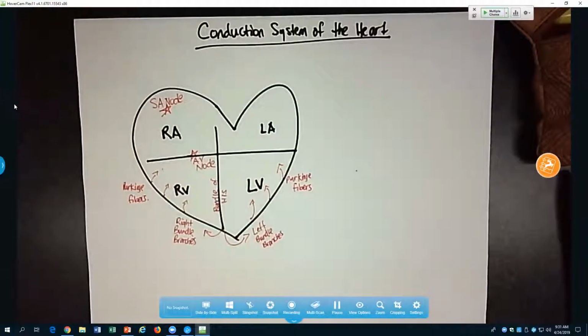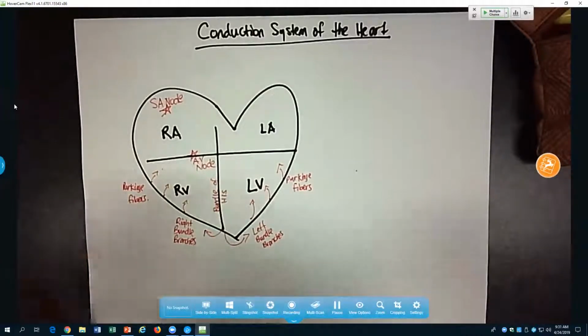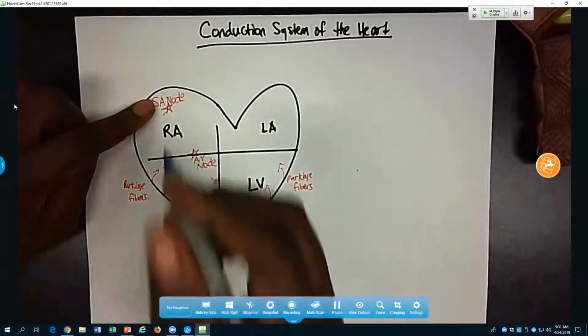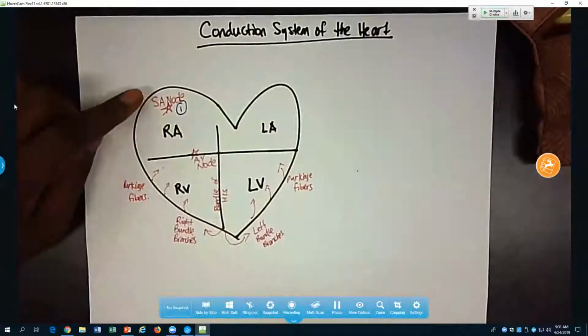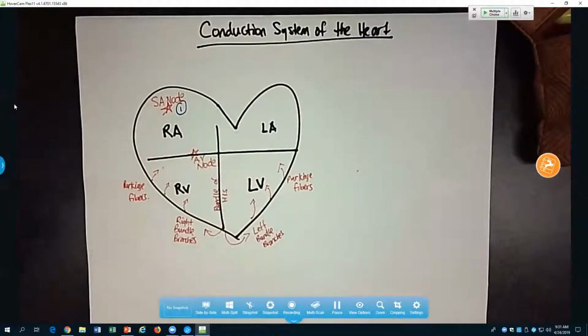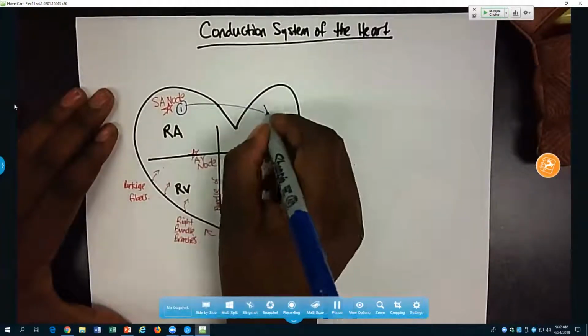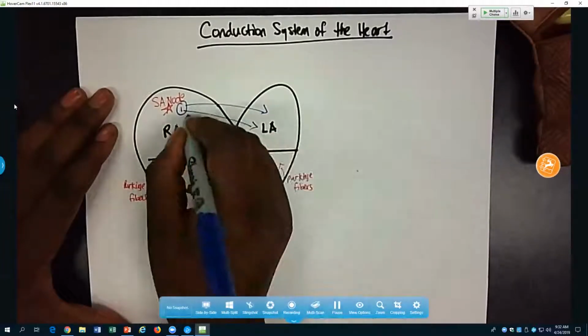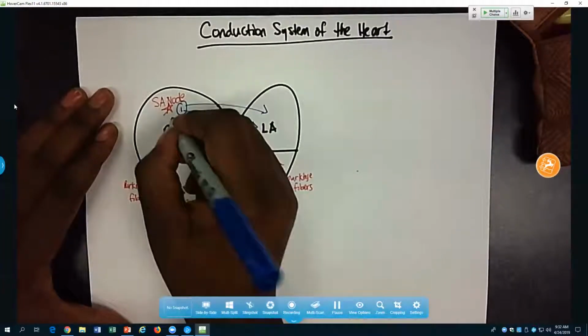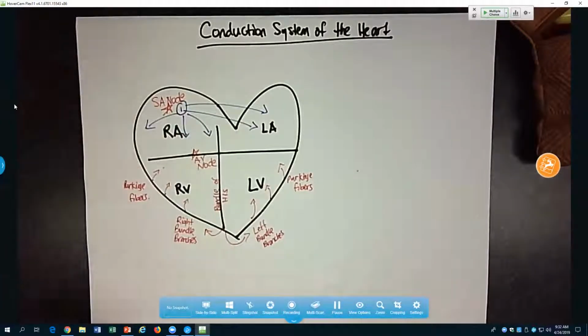Okay. So let's talk about the electrical activity here. So first thing is that the electrical activity starts in the SA node. So this is where the action potential is generated. And it's going to stimulate the entire left and right atrium. It's going to spread throughout the right atrium and then simultaneously spread throughout the left atrium. And this is going to cause both atria to contract.